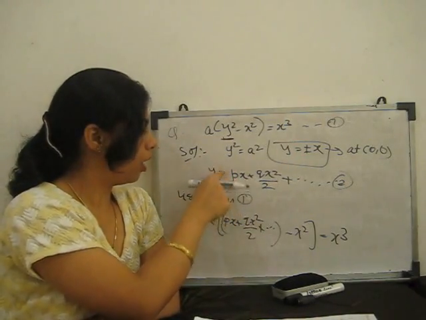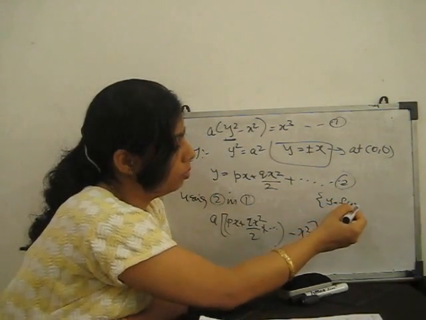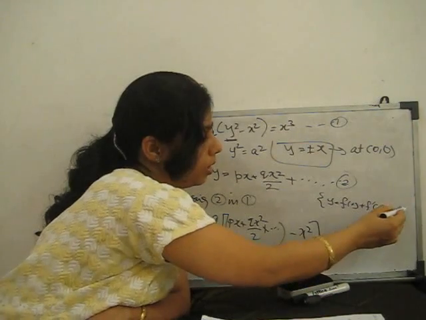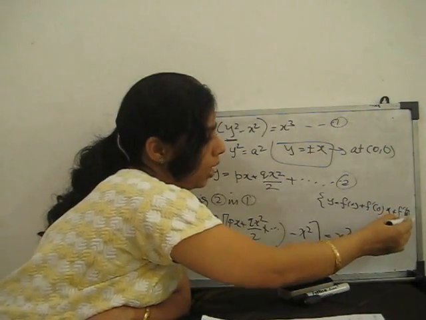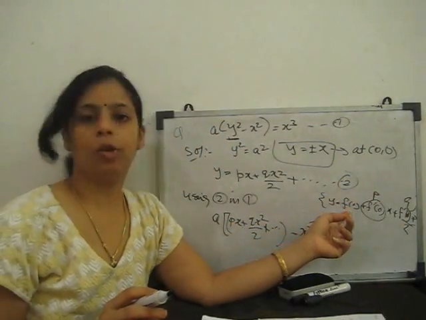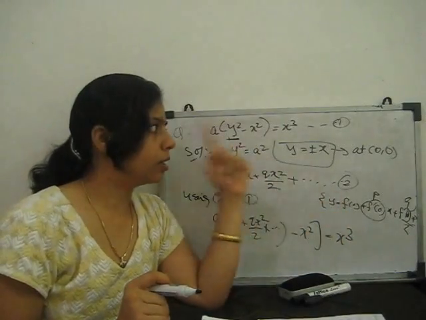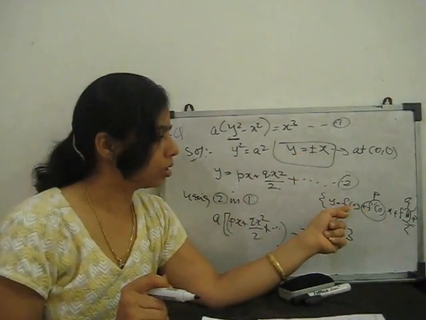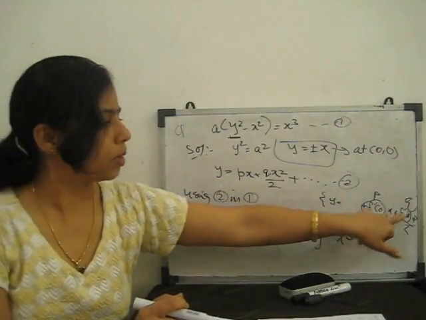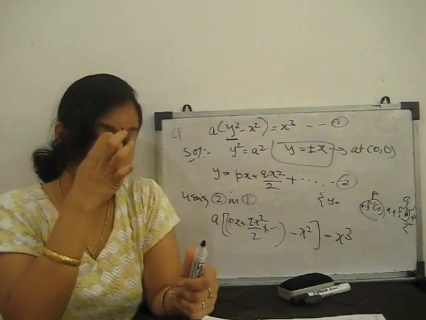So f(0) we avoid. Otherwise, what is Maclaurin's? y is equal to f of 0 plus f dash of 0 into x plus f double dash of 0 into x square by 2. So this is our P, this is our Q, and the value at 0 always satisfies the equation at the origin. If it passes through the origin, we omit this term. This is 0. So our expression is y equal to px plus qx square by 2. We substitute here. Clear?